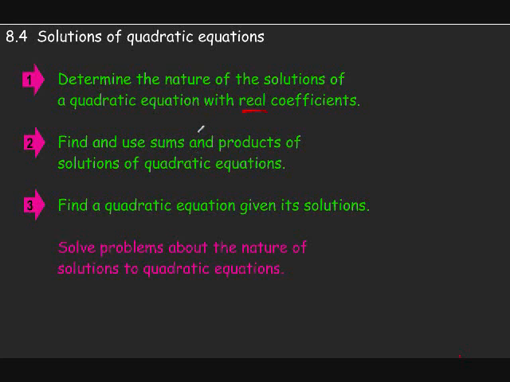I think this will be kind of old news for you. This is going to be new, though. Using sums and products of the solutions. We'll see what good that is for us. And then find a quadratic equation given its solutions. I think we did a little tiny bit of this in an earlier lesson.